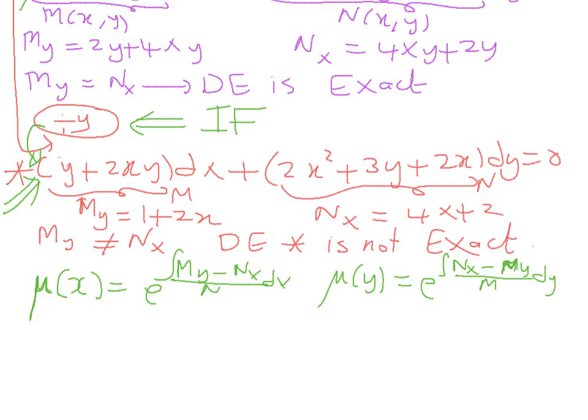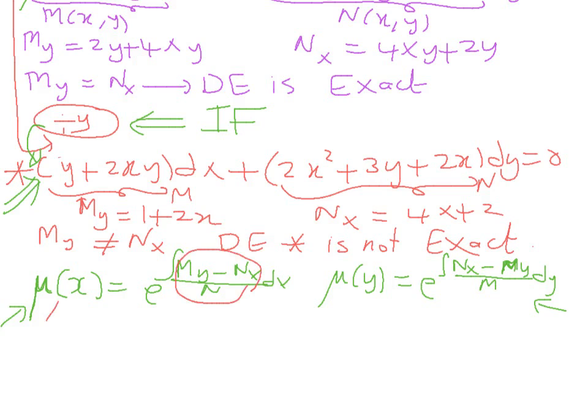But if the integrating factor is a function of x and y, then it is not possible to find it using ordinary differential equations, so we have to use other methods. Now, how do we use these two rules for finding the integrating factor? The idea is like this. We have to check if (M_y minus N_x) divided by N is a function of x only.